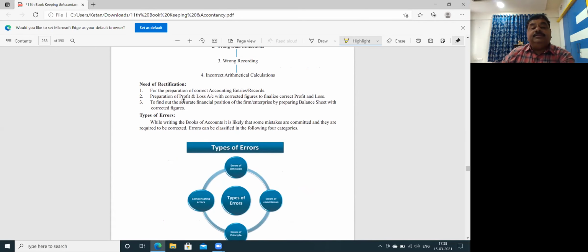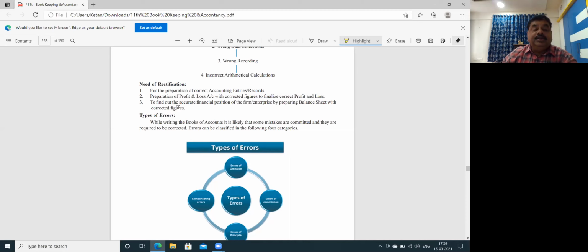Now, the need of rectification. Number 1, for the preparation of correct accounting entries and records. Number 2, preparation of profit and loss account with the corrected figures to finalize correct profit and loss. You must be able to calculate the correct profit or loss of the business. Now, whenever the business is on a small scale, it makes no difference. It does not make much difference. But when the business is on a very big scale, international level, at that time such kinds of errors are not affordable. So it is necessary to correct them and to finalize correct profit and loss.